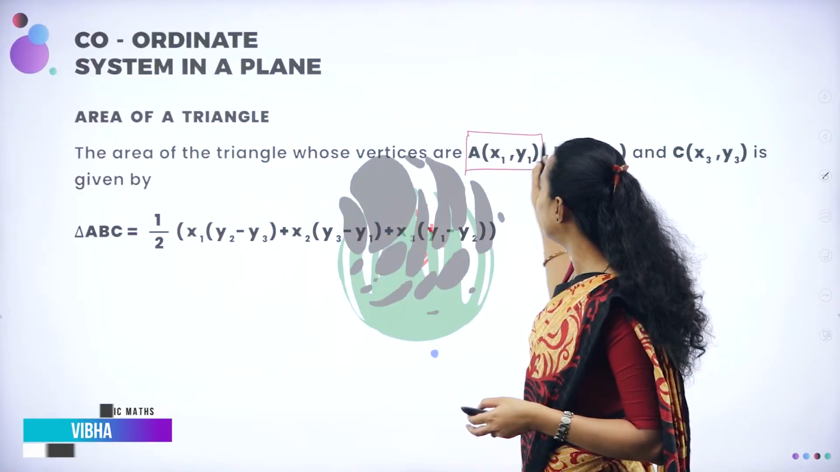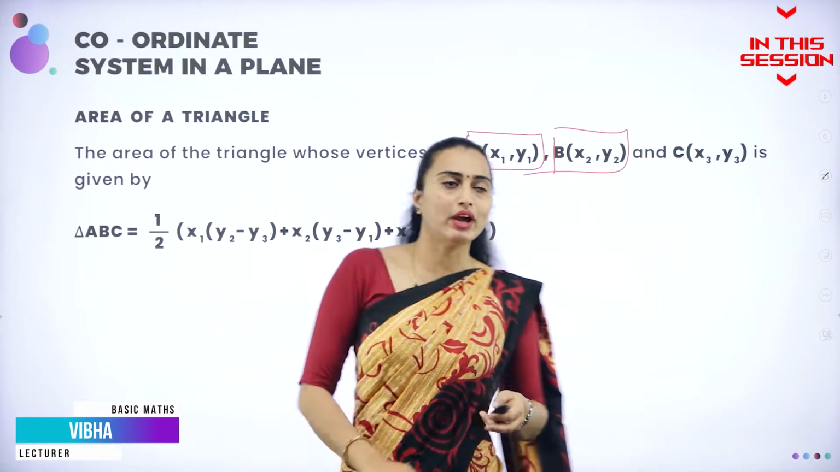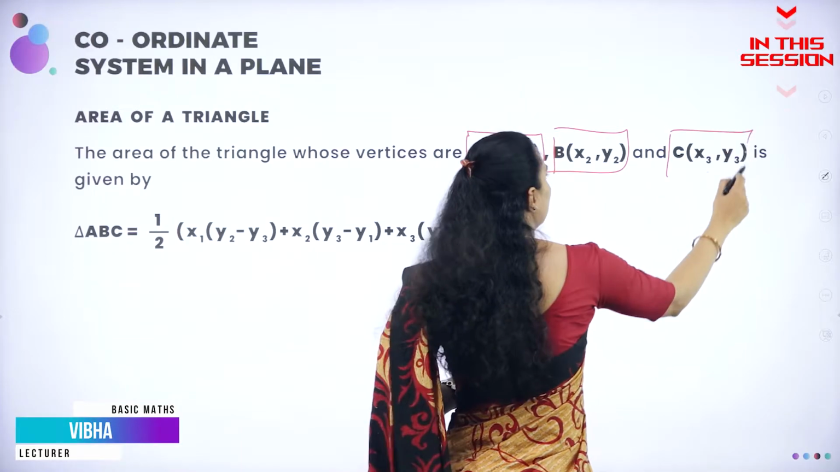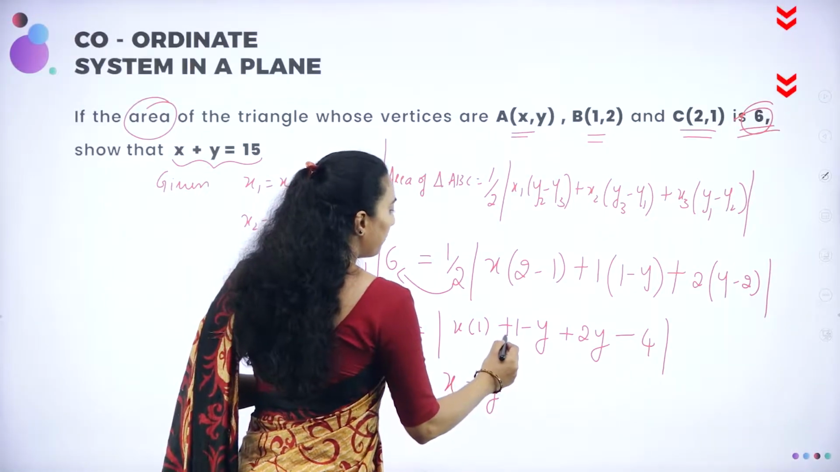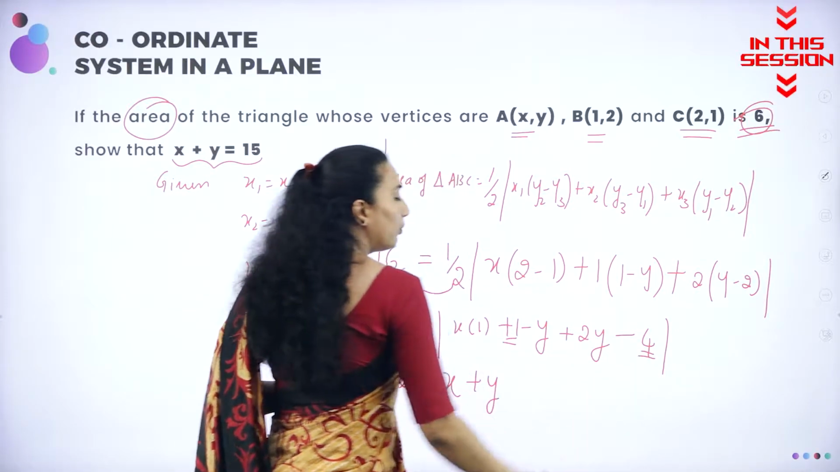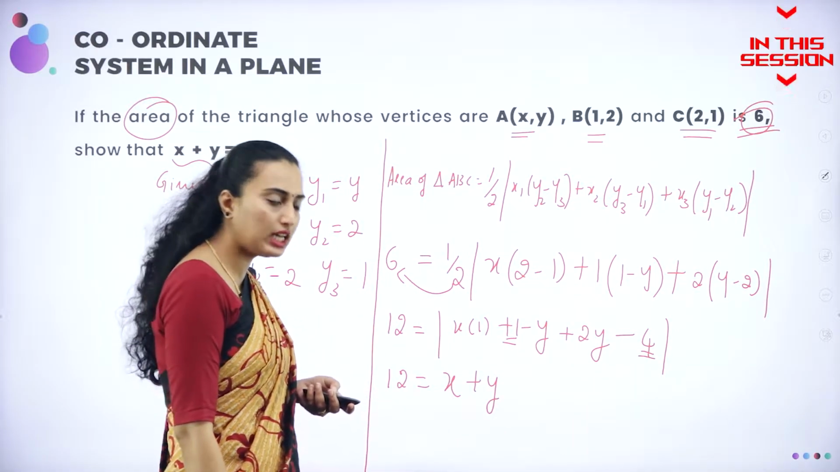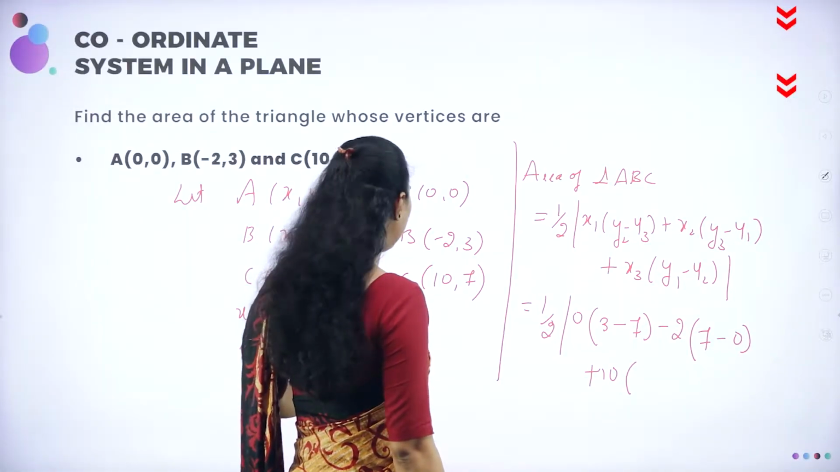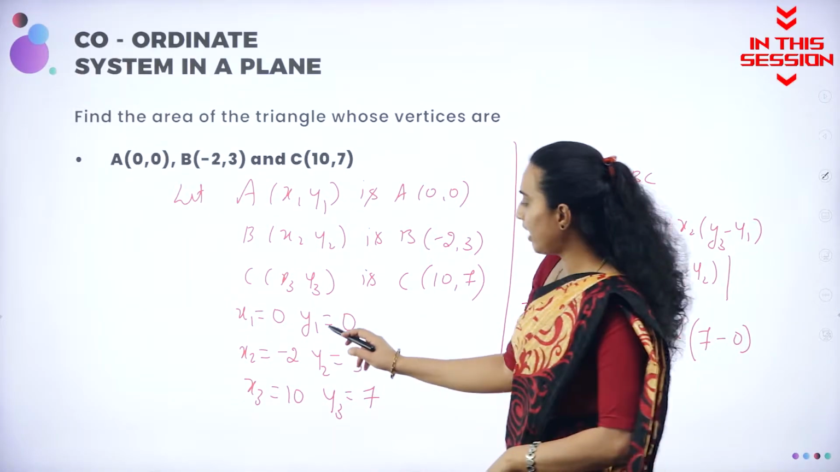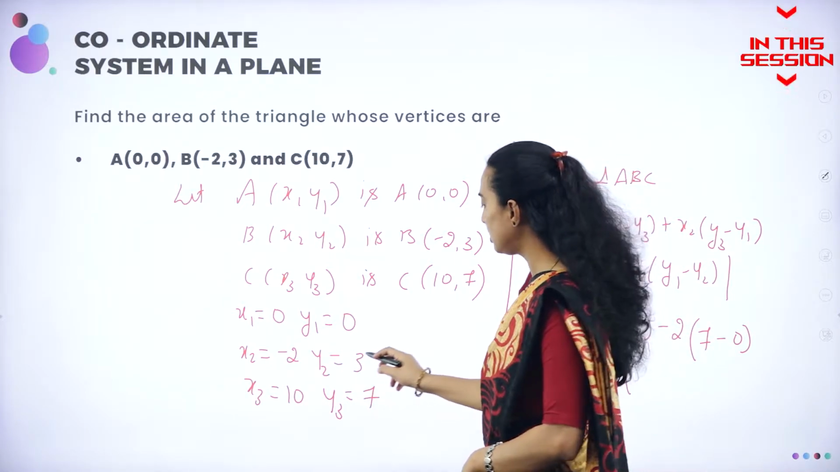of x1 y1, B of x2 y2, and then C of x3 y3. These are all the vertices of a triangle. Again, you are having plus 1 minus 4. What is plus 1 minus 4? Minus 3. So therefore, you are going to have it as your minus 3. y1 minus y2. What is y1? You are going to have y1 is nothing but 0 and y2 is nothing but 3.